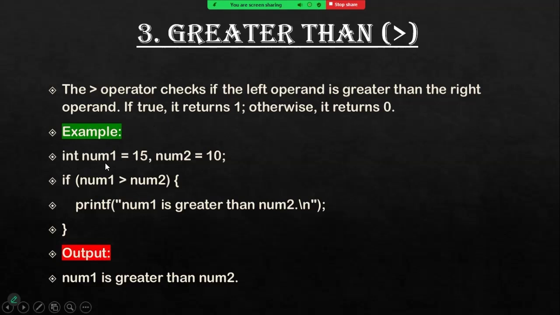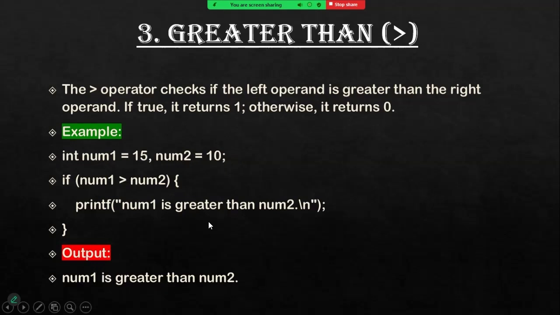So here is an example for the greater than operator. Int number1 equal to 15 and number2 equal to 10. If number1 greater than number2, so 15 greater than 10, which is right, it returns 1, true. So printf number1 is greater than number2. So the output is number1 is greater than number2.